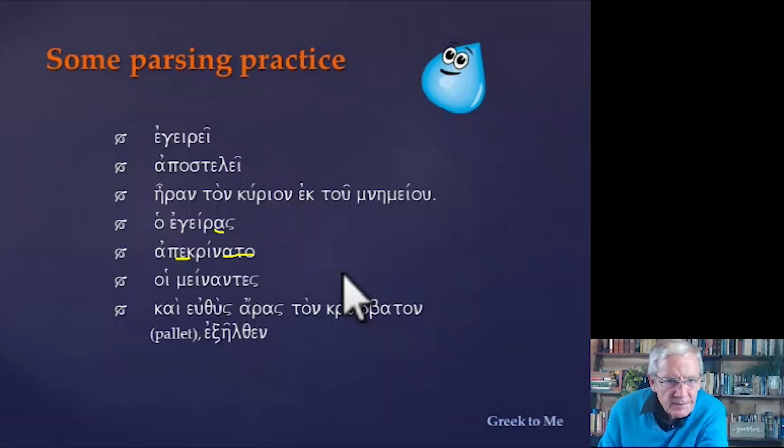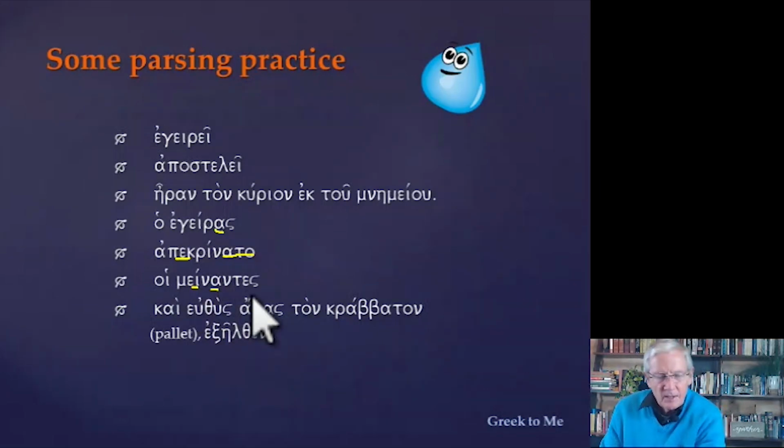Hoi meinantes. All right, we have a slight change of the stem, and take a look at the alpha here. This is a first aorist, active participle, masculine, plural, nominative. The ones who remained.